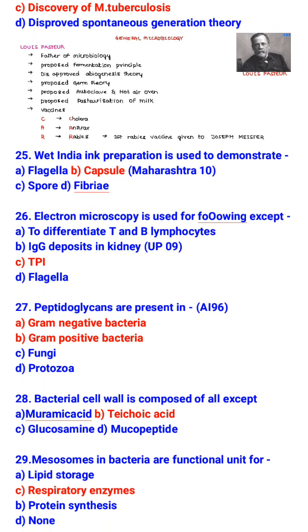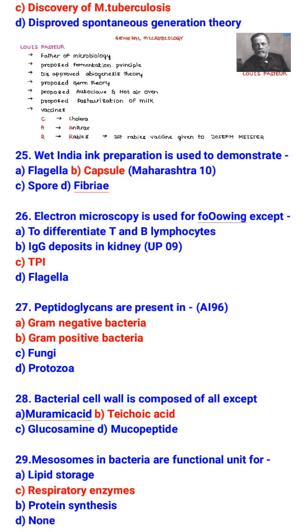Peptidoglycans are present in gram negative bacteria and gram positive bacteria. Bacterial cell wall is composed of all except teichoic acid. So bacterial cell wall is composed of muramic acid, glucosamine and mucopeptide. Mesosome in bacteria are functional unit for respiratory enzymes. Capsulated organisms are Klebsiella and Cryptococcus.